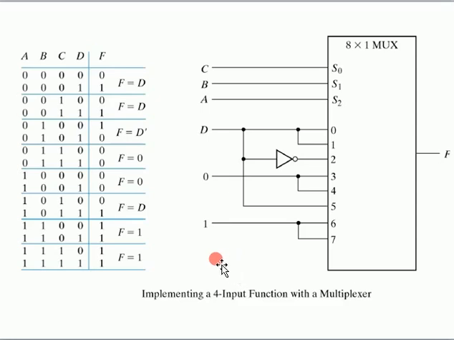So this was all about the implementation of Boolean expressions by using a multiplexer. If you have any question or any confusion regarding this, then you can discuss it with me during the question answer session. Try to solve as many examples as you can from your book and from your exercise. Thank you.